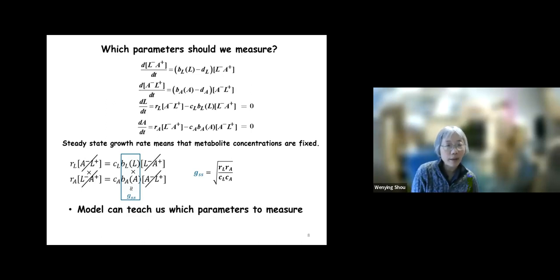So this is, I feel like, one of the really powerful usages of a model, right? Because the model can teach us which parameters to measure. For example, how exactly the birth rate varies with lysine concentration, the Monod constant and maximum growth rate. It's just not relevant. You don't need that.